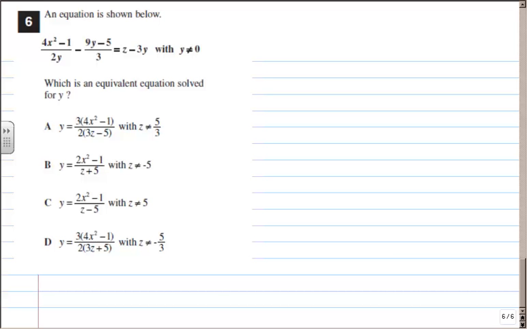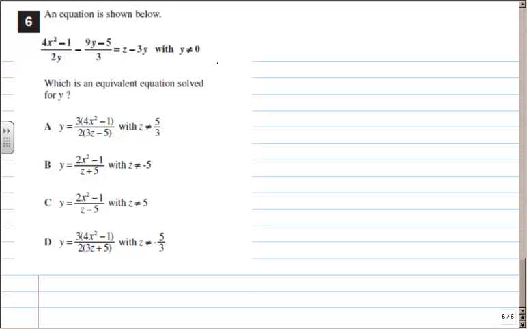But guys, problem number 6. Let's look over. An equation is shown below. 4x squared minus 1 over 2y minus 9y minus 5 over 3, everything equals z minus 3y with y different than 0. And do you guys know why that y different than 0 is given to us?